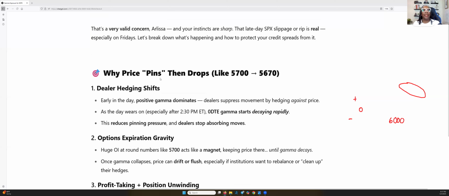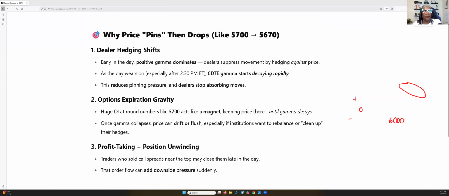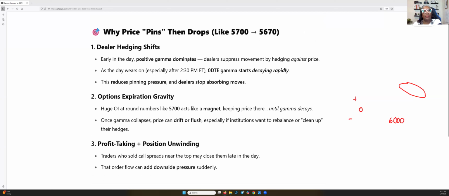Why price pins and then drops, like 5,700 to 5,670. The dealer hedging shifts. That's the first thing that happens. Early in the day, positive gamma dominates. Dealers suppress movement by hedging against the price. As the day wears on, though, especially after 2:30, zero DTE gamma starts to decay rapidly. This reduces the pinning pressure and the dealers stop absorbing moves.